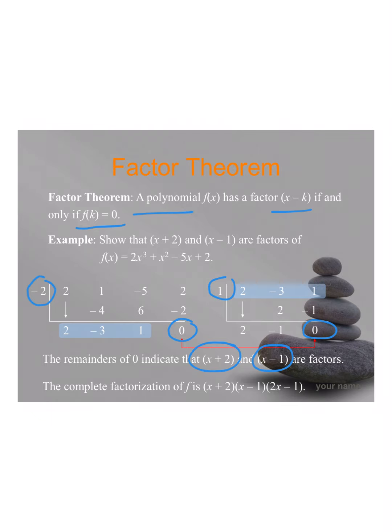And then we can go ahead and use that to help us completely factor our actual polynomial. So our first factor was x plus 2, our second factor was x minus 1, and then if I look at this 2 minus 1, that's how I get my last factor of 2x minus 1.